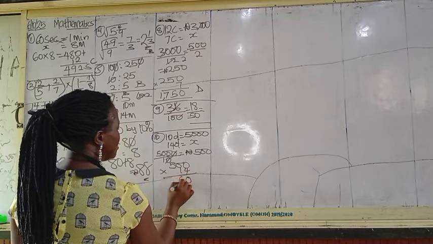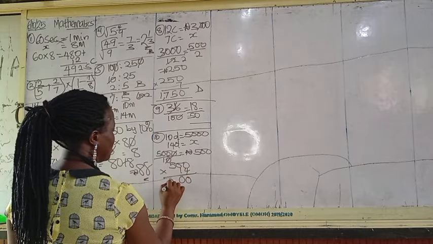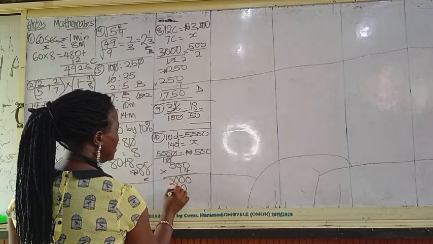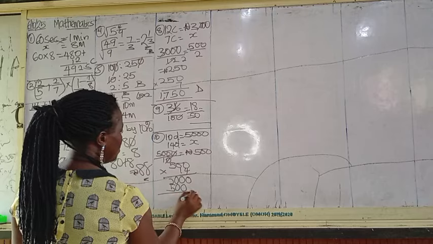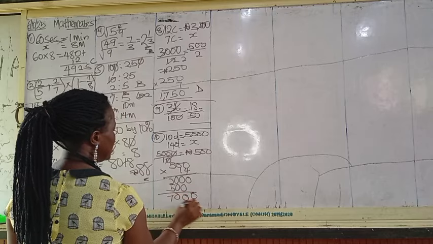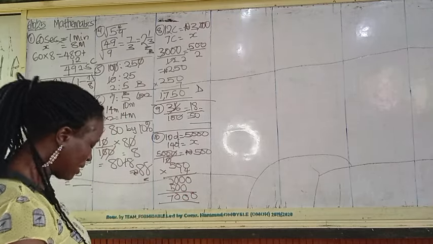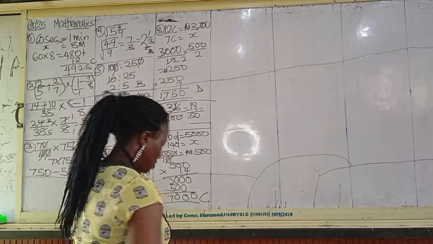Anything multiplied by 0 gives you 0. 4 times 5, that is 20. This is a 0, this is a 0, this is 5. 0, 0, 0, 7. So the man will be paid 7,000 naira, which is option C.